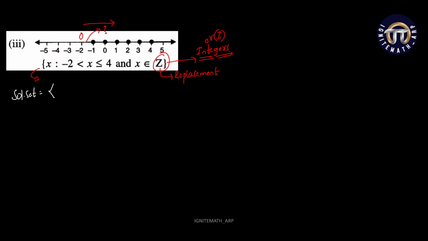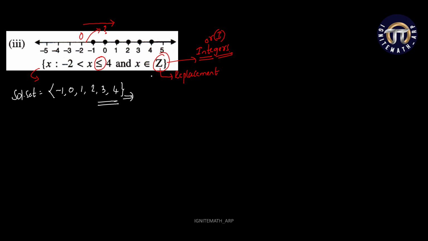Clear? So x is greater than minus 2. So in the solution set, minus 2 won't come. It is greater than minus 2, so minus 1 will come, 0, 1, 2, 3 and lesser than or equal to 4. Lesser than or equal to 4, so I need to include 4 as well. So I will write 4 also. So this is my solution set.